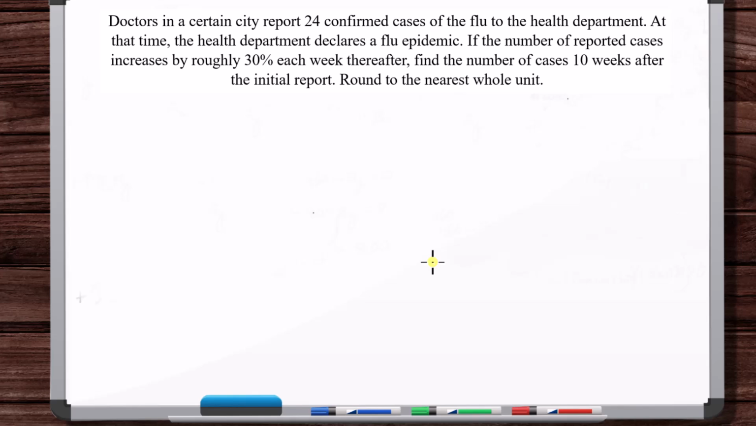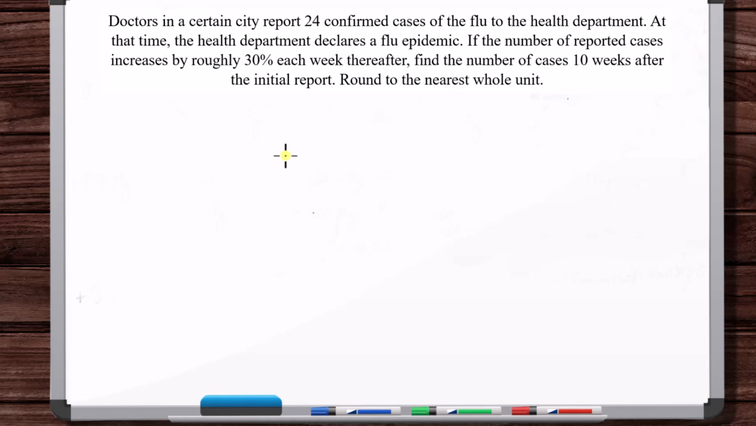All right, doctors in a certain state report 24 confirmed cases of the flu to the health department. At that time, the health department declares a flu epidemic. If the number of reported cases increases by roughly 30% each week thereafter, find the number of cases 10 weeks after the initial report. Round to the nearest whole unit. You have to read it very carefully to understand exactly what they're saying, and make sure you're applying your formulas correctly.